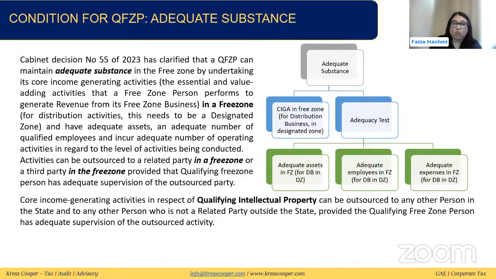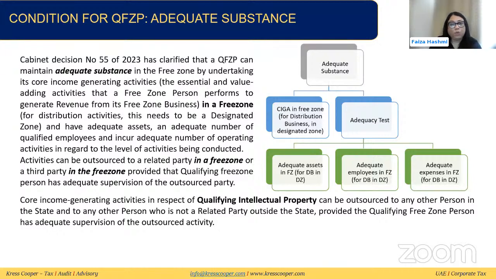Now, you're allowed to outsource these activities, but only to a related party or a third party inside the free zone, and you need to have adequate supervision. The only exception is for qualifying intellectual property, where these core income generating activities can be outsourced to somebody in the UAE mainland, or to someone who's not a related party, to a third party outside of the UAE. So it can be in a foreign jurisdiction also, but this is only applicable for qualifying intellectual property cases and not for any other activity.